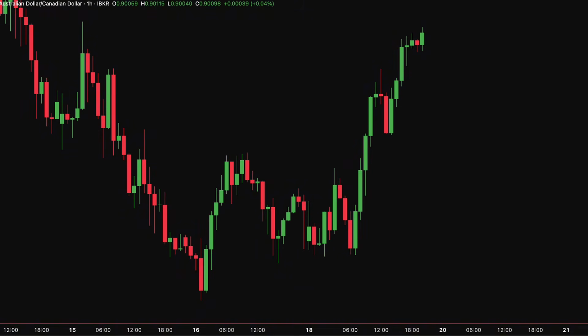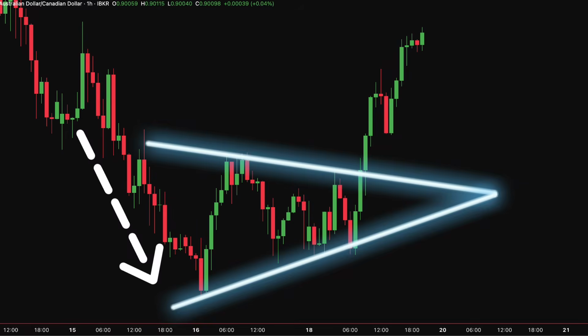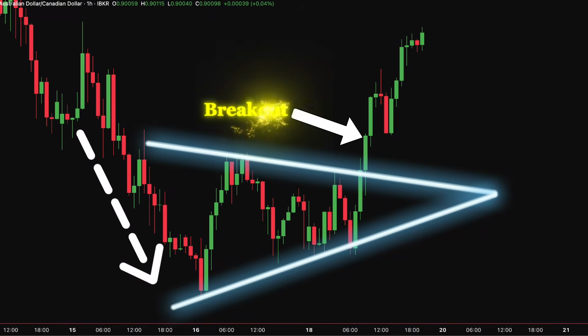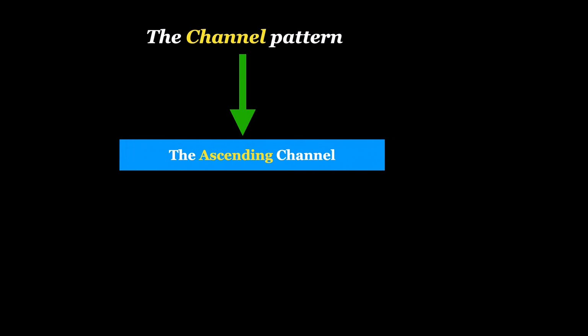On the chart, you'll see the preceding downtrend, a symmetrical triangle forming, and then a breakout in the opposite direction, usually a signal that the bearish move is reversing into a new uptrend. Now let's move on to the next key structure in our pattern series, the channel pattern.